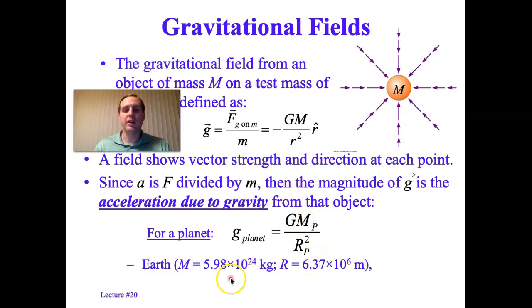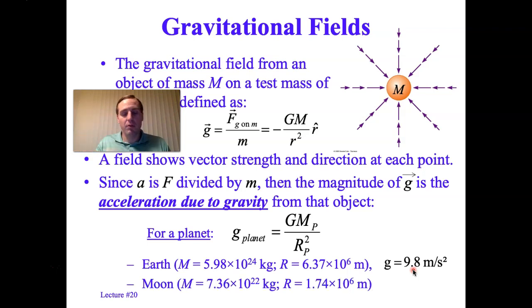Now suppose you plug in the values for Earth. I already mentioned those values for Earth earlier in the lecture. You plug those values in here, including the gravitational constant, you get 9.8 meters per second squared. That's where that number comes from.